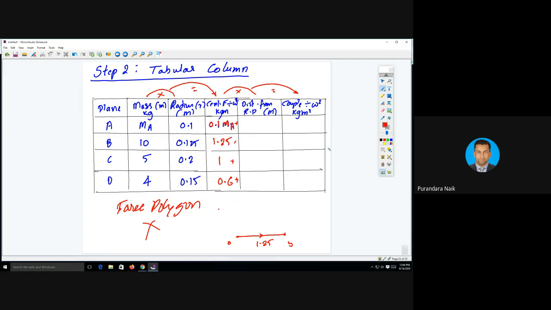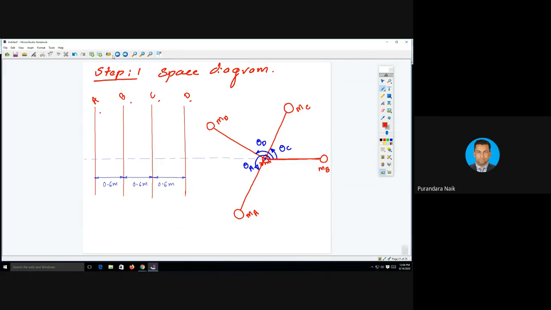To find out the couple, you need to find out the distance from the reference plane. That means you need to mark the reference plane in the previous figure, the front view. Reference plane is not a reference mass. Reference mass is B, but the reference plane is not identified. Go to the previous one. Yeah, these are the four planes, A, B, C, D planes. In that, we need to select a proper plane as a reference plane.